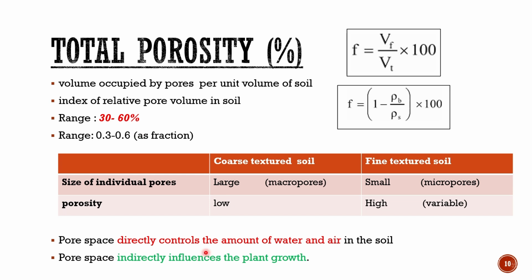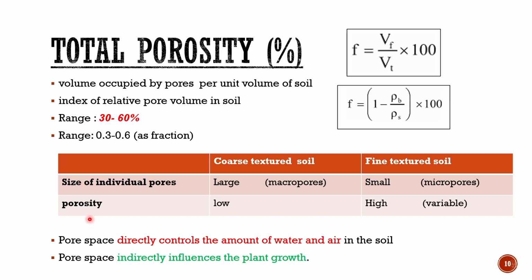The next point is you have to understand this box. I'm telling it continuously, I think you will get bored, but you have to understand this concept. In coarse textured soil, that is sandy soil, macropores, that is large size pores, are more. While in fine textured soil like clay soil, macropores will be less, but micropores, the small sized pores, will be more.